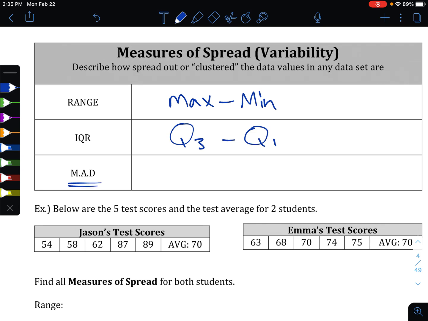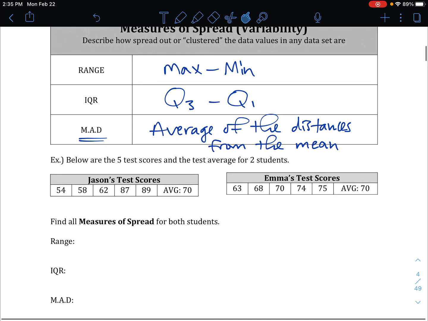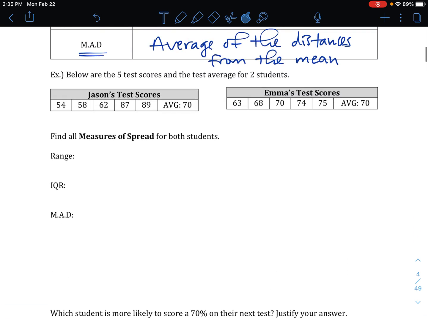The MAD is the most complicated one. This is the average of the distances from the mean. So it takes a little bit of work. You've got to find the mean first, figure out how far each number is from the mean, positive distances only, and then average all those distances up. And that's what takes all that time, because there's so many little steps in there. And again, these can all be used to tell how spread out the data is. So I'm going to do one of these, and then you're going to do the other one to finish up this page. Okay, so we're going to do Jason's scores here.